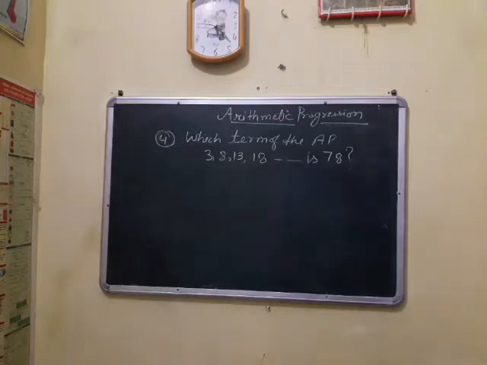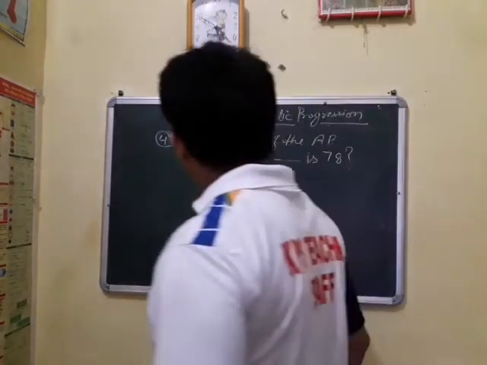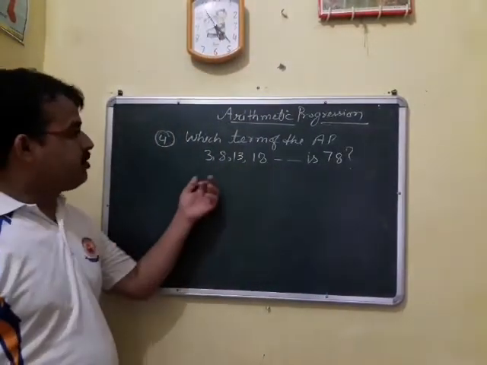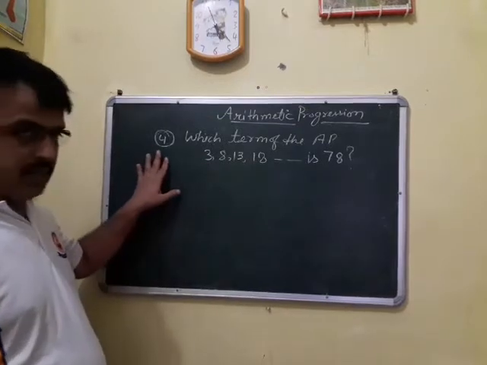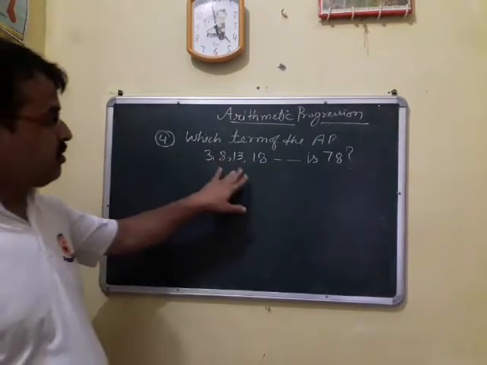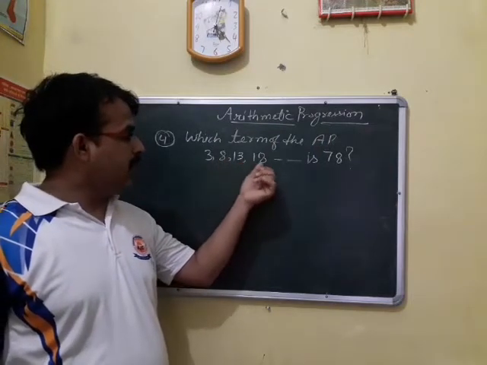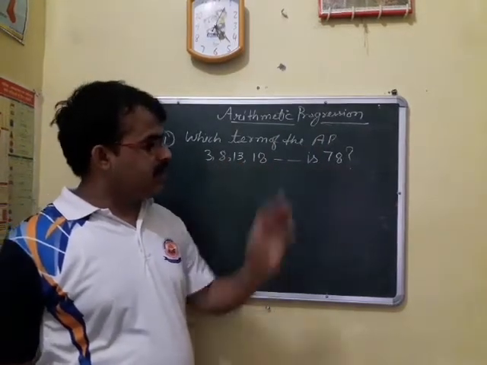Dear student, your arithmetic progressions we already discussed in the previous class. Question number 4, second exercise. Which term of the AP 3, 8, 13, 18 is 78?